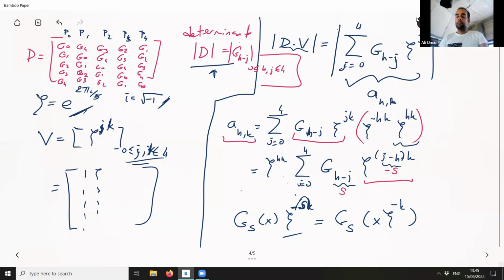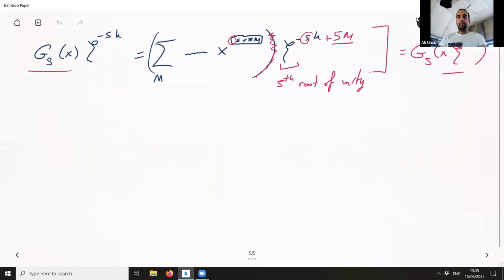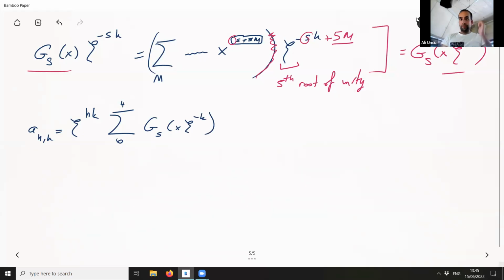So once we write it back again, you see that we actually are not so far from what we know before. So A of h comma k is that front factor zeta of hk, which was needed. Then we have the sum from 0 to 4 of g of s. Instead of having g of sx times zeta of minus sx, we have g of sx times zeta of minus k. Cool. This was a lot of work for a good reason.